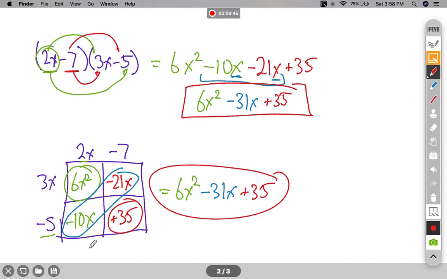Okay. So whether you use the distributive model or you use the box method, either way, it's just ways to make sure we get all parts taken care of. If I have a binomial times a binomial, I have two things times two things, I should get 4 answers. But I can combine some of them together, so I get down to a trinomial here.